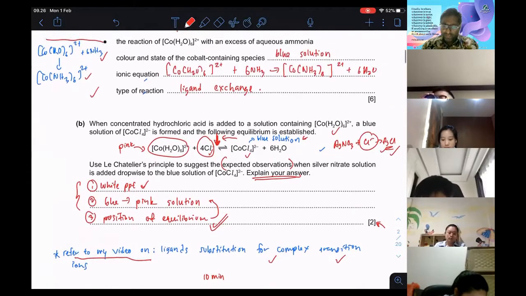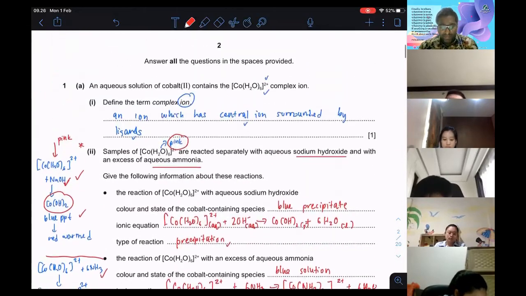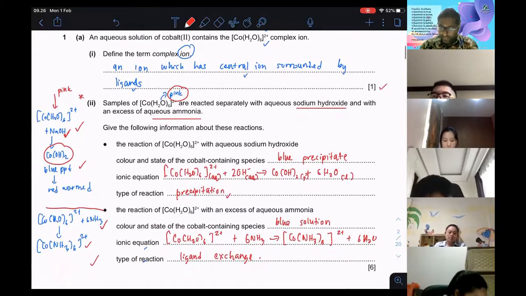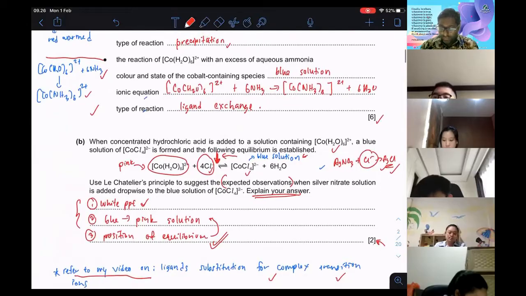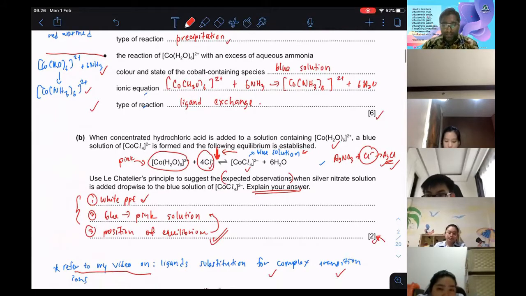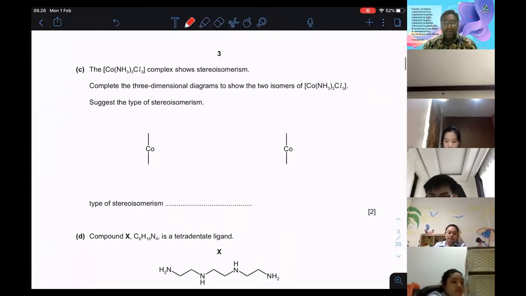In this case, you can see how many marks are given just for this: 1, 6, and 2. So you are roughly looking at 9 marks, and they didn't stop here. If they want to continue with copper, they can continue and ask more. But instead of doing that, they go straight to introduction to organic chemistry, or more towards your A2. If you look at it, it's going to be stereoisomerism for complex ions.